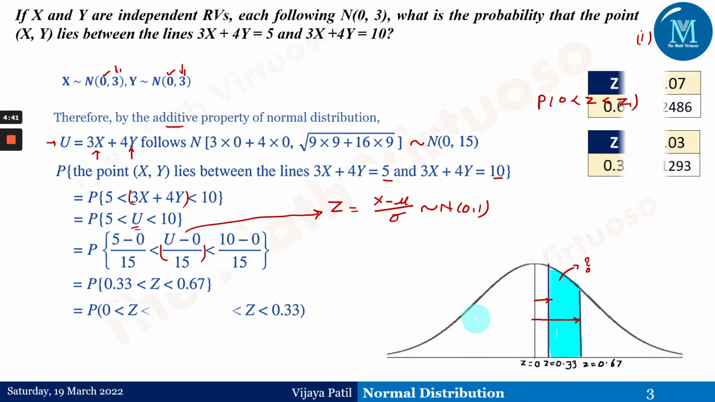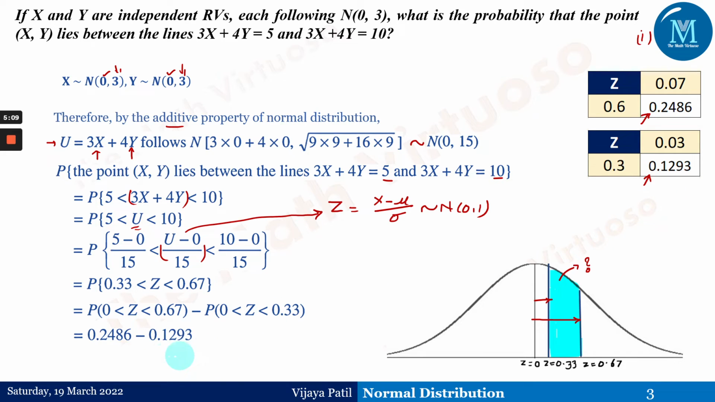So we'll be taking it in this way. If you observe here, this is nothing but 0 to 0.67 minus 0 to 0.33. We have the values for this from the normal statistical table. At the value 0.67 we have got 0.2486, and at 0.33 we have got 0.1293. If we subtract these values, we get this shaded region, or area, or you can say probability, as 0.1193. So this is what we are going to get in this type of example.